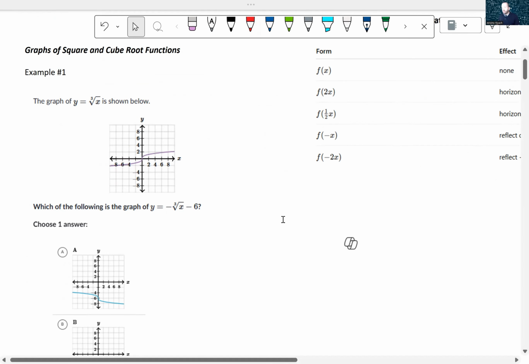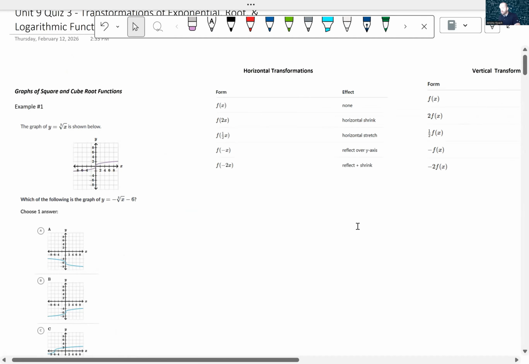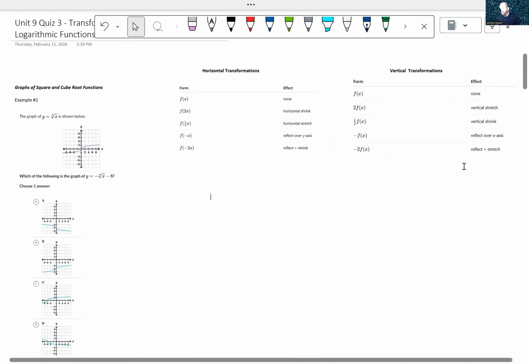A couple of things are happening here. The first thing that I notice is this minus 6. That's going to shift everything down 6 units. Now, the graph is also being reflected over the x-axis. We can see that because there is a negative in front of the function itself. So it's not just making the x negative, it's saying the negative of the function. So this is a reflection over the x-axis, or a vertical transformation.